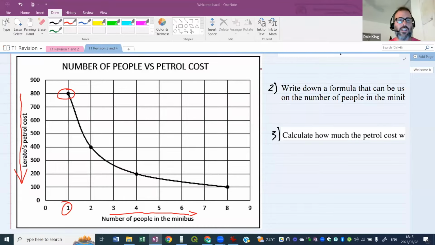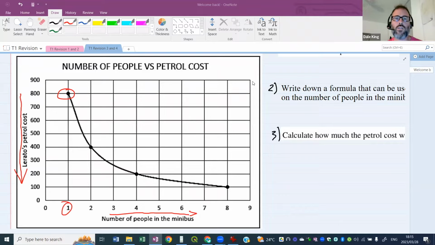Okay, so it's indirect. So you see at the end on the x-axis, the number of people is increasing, but the cost on the y-axis is decreasing. So when one increases but the other decreases, we get this curve. All right, and that's called an indirect proportion or inverse proportion relationship.